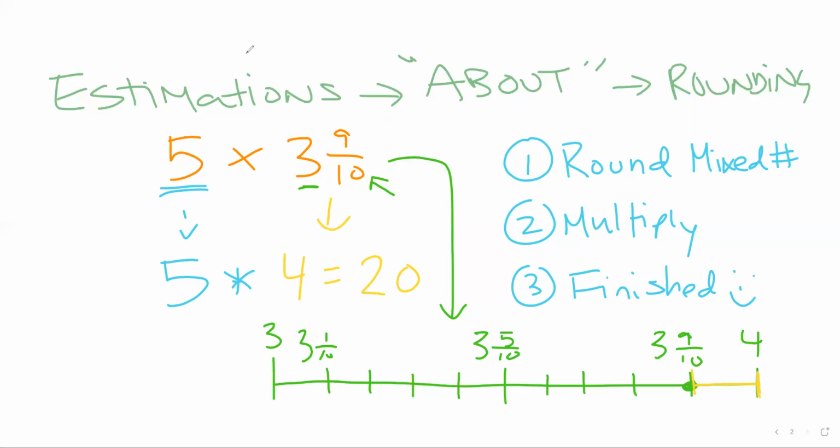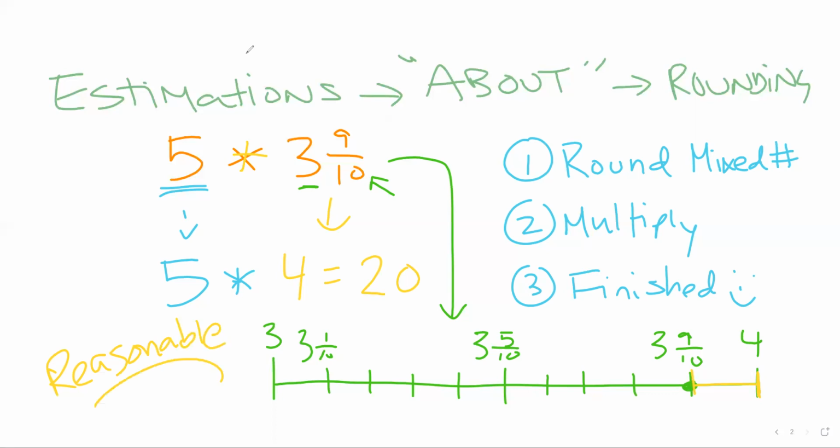And when I estimate the product of 5 times 3 and 9/10, I know my answer should be around 20. Okay, so that's really the work we're doing. It's just getting a good estimation about numbers, which takes us back to the whole concept of reasonable. Are my answers reasonable?